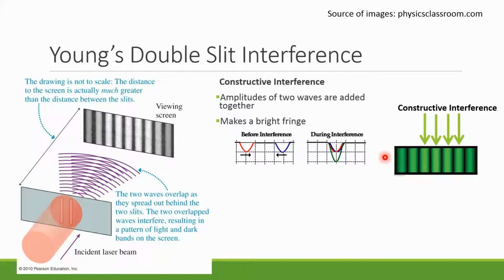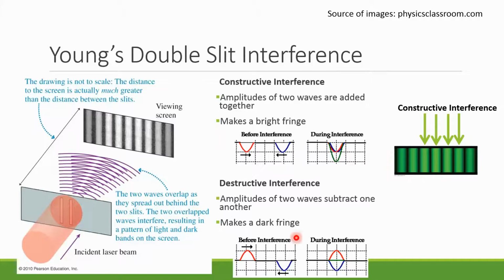We also have points where the amplitudes of the two waves are subtracting from one another, and that makes no wave coming through. It makes a dark fringe. This is destructive interference. So all the dark fringes are examples of destructive interference from the two sources of light.